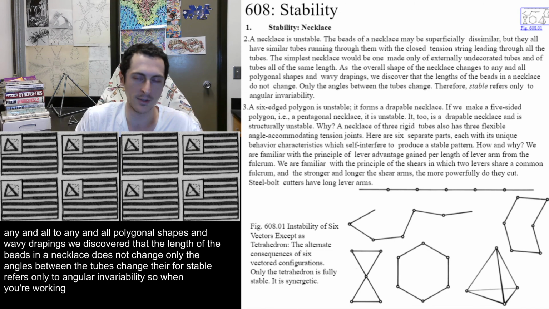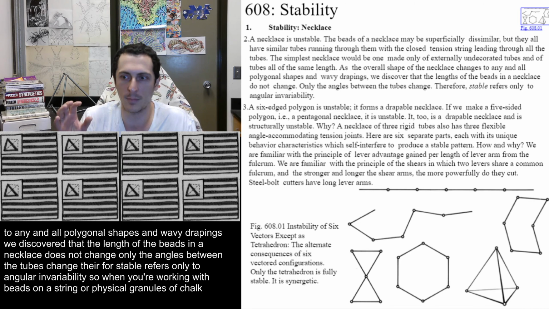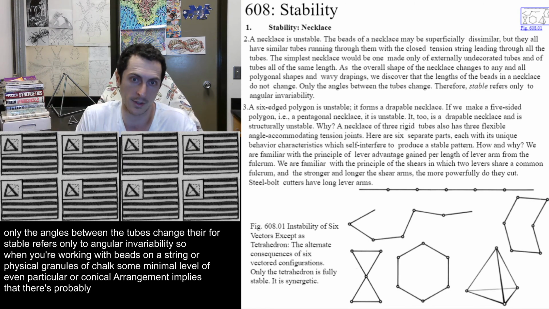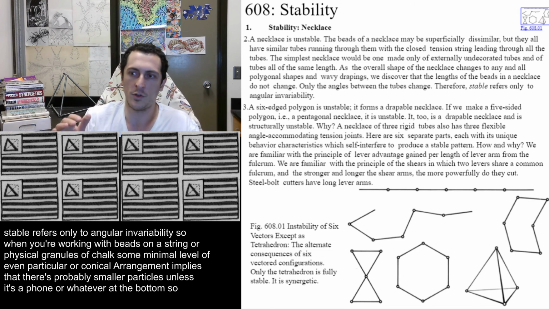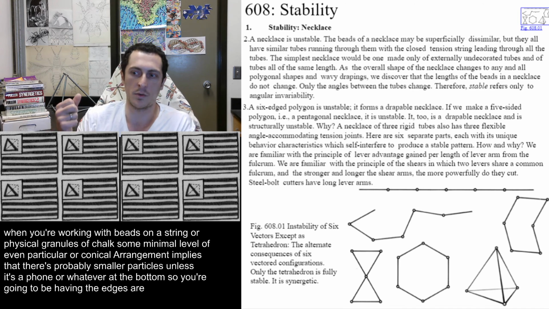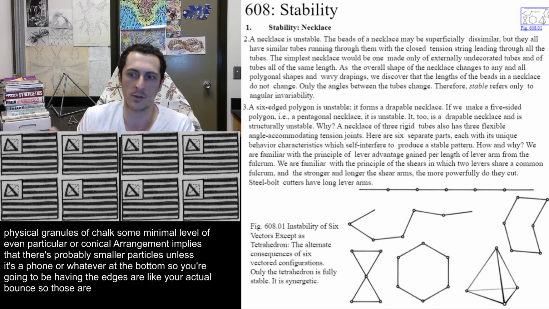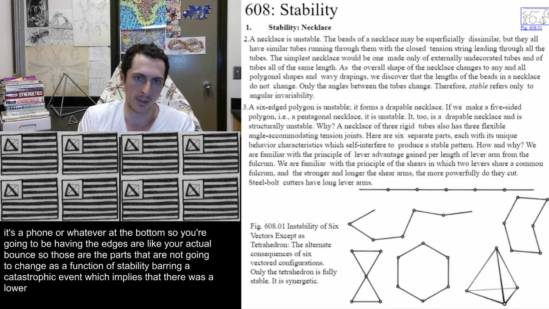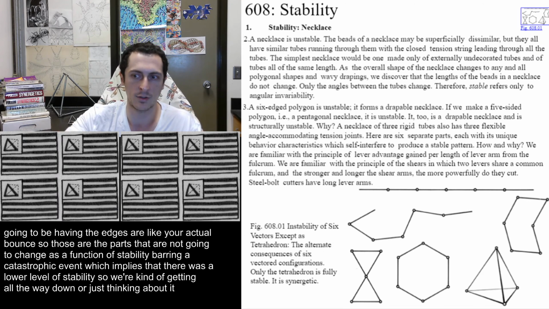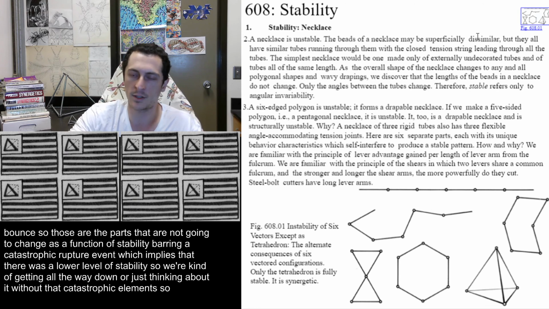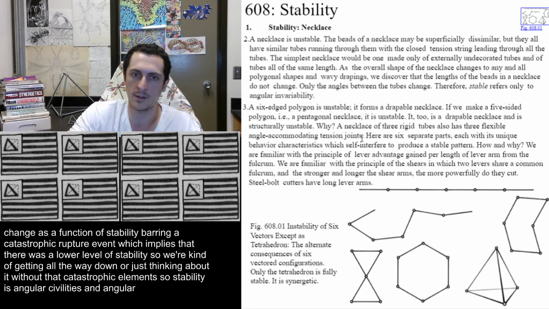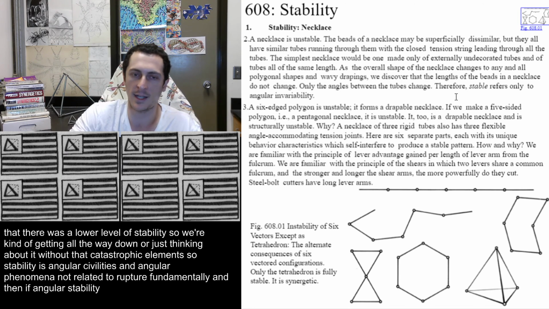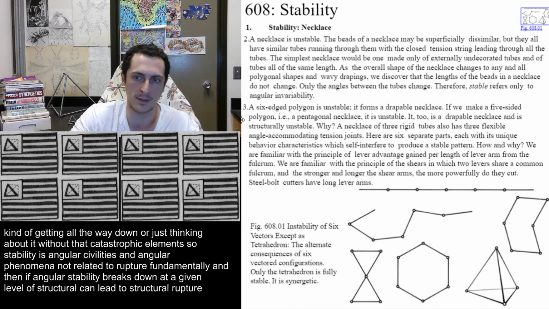So, when you're working with beads on a string or physical granules of chalk, there is some minimal level of even particular or conical arrangement, because a conical implies that there are probably smaller particles, unless it's a cone at the bottom. So the edges are like your actual bones. Those are the parts that are not going to change as a function of stability, barring a catastrophic rupture event, which implies that there was a lower level of stability. So we're getting all the way down, or just thinking about it without that catastrophic element. Stability is an angular phenomenon, not related to rupture fundamentally. And then if angular stability breaks down at a given level of structure, it can lead to structural rupture at a different scale of analysis.